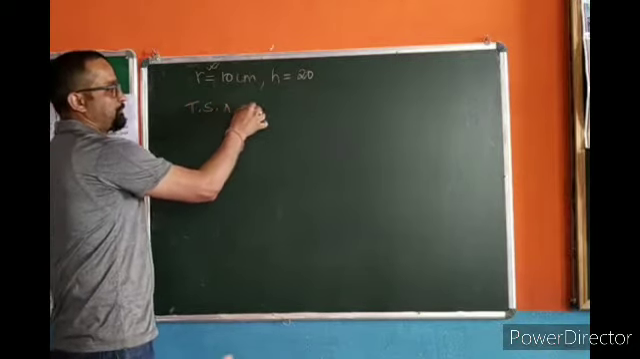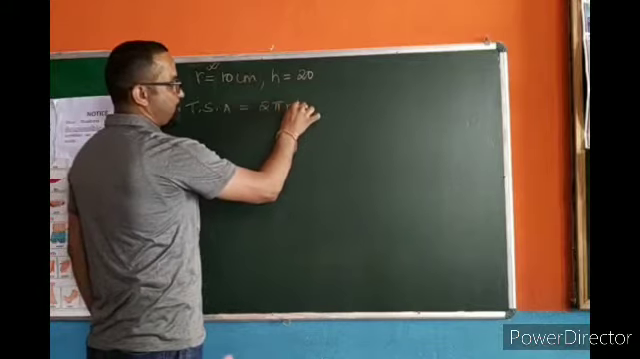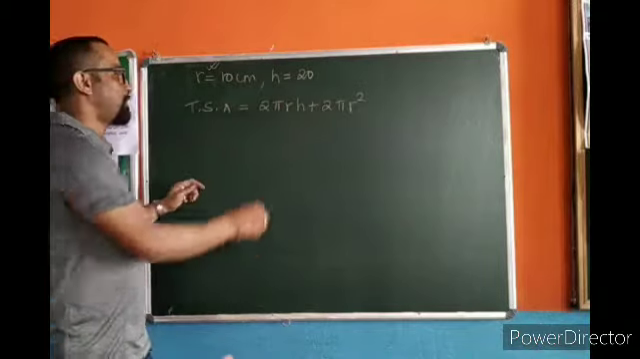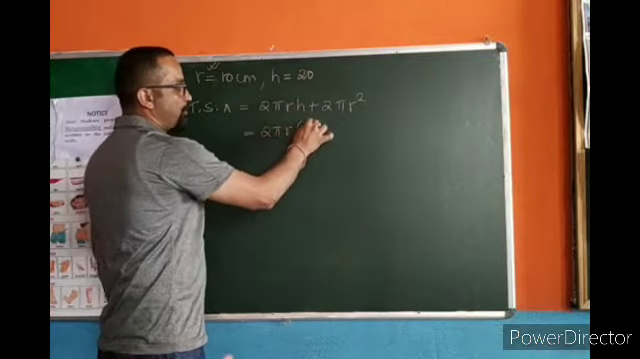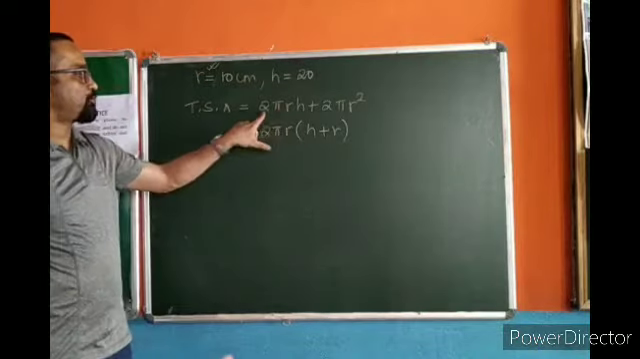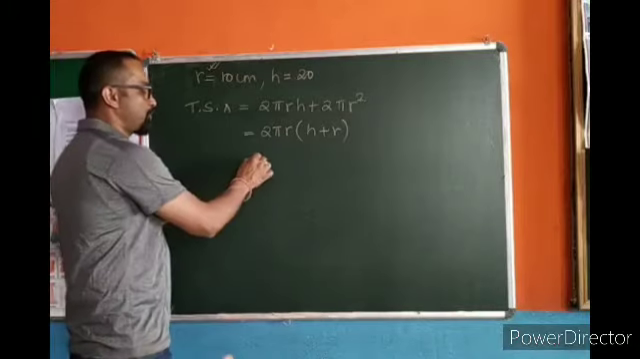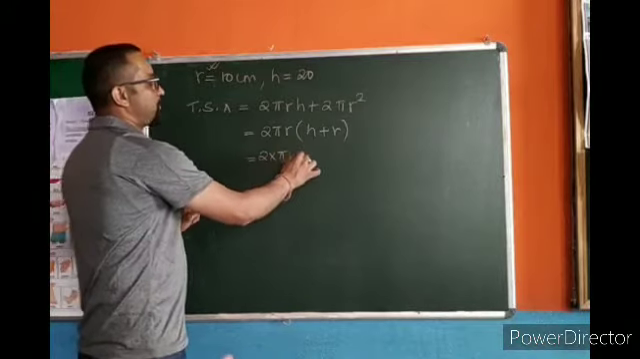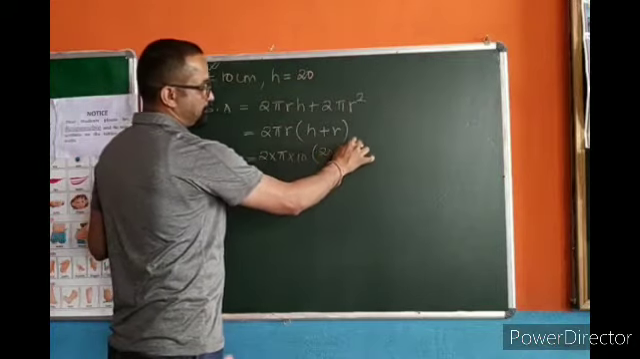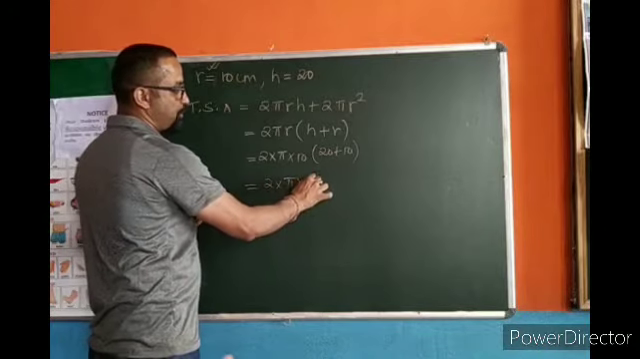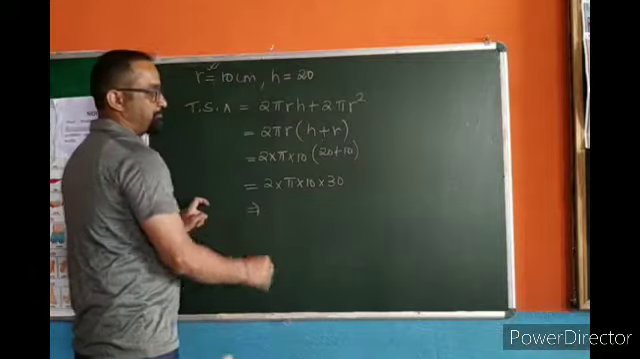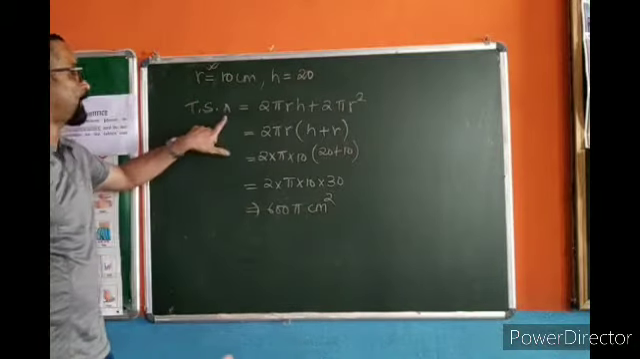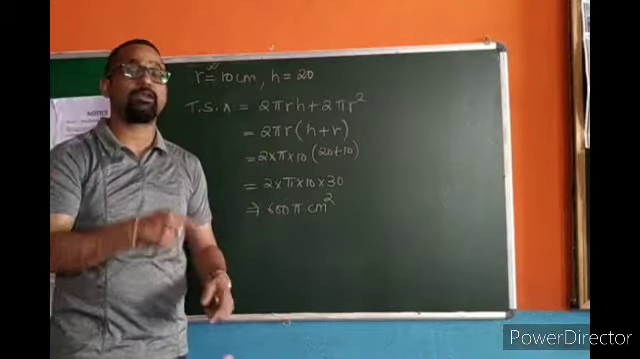Total surface area is 2 pi rh plus 2 pi r square. This formula can be simplified: 2 pi r is common, you get h plus r. Now substitute. 2 pi is kept as it is because question says leave the answer in terms of pi. Radius is 10, height is 20 plus 10. 2 into pi into 10, add it up, you get 30, multiply it. 300 into 2 is 600 pi centimeter square, because we are finding area, so unit has to be centimeter square or meter square.